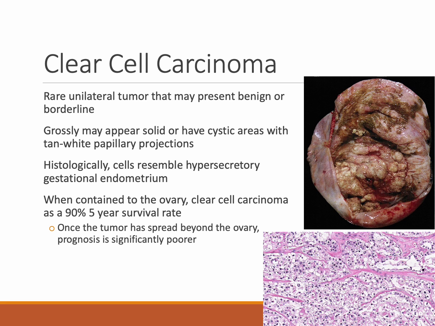But what you'll see is solid or cystic areas, and they typically have papillary projections. But what they get their name from is these clear cells histologically. So they get these hypersecretory endometrioid type cells, but the cytoplasm is clear. So realistically, you probably wouldn't know it's a clear cell carcinoma grossly. But if you could look at the histology, especially knowing that it's a rare tumor, that'd be kind of a cool one to see.